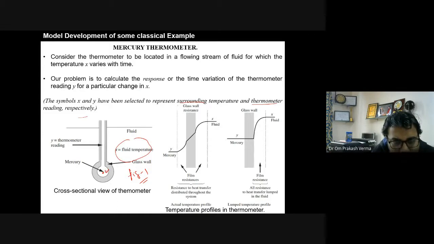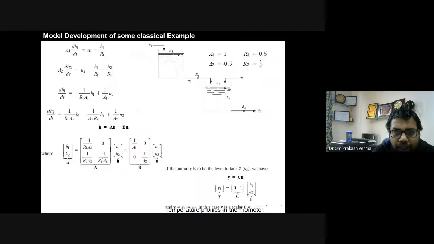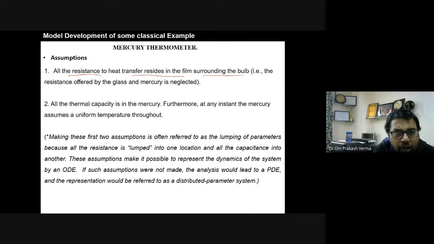Apart from the mercury, whatever heat transfer occurs inside is done only by the mercury, and nothing else does; everything else we are taking as constant. All the resistance to heat transfer is in the film surrounding the bulb; the resistance offered by the glass and mercury is neglected. Whatever the temperature is coming, that temperature is reflected.